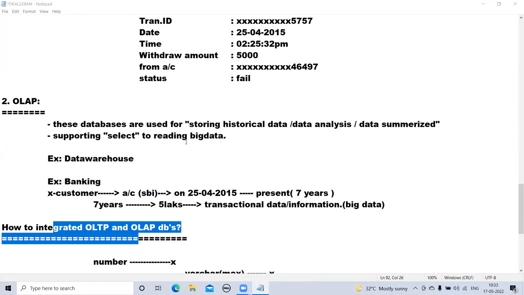PL SQL, Oracle SQL, don't call it like this. Oracle is a tool, first thing. Oracle is one software. With the help of that software, we are integrating two languages: Oracle with SQL, and Oracle with PL SQL. So SQL and PL SQL are the languages, and we are using these languages for the development of our database applications.